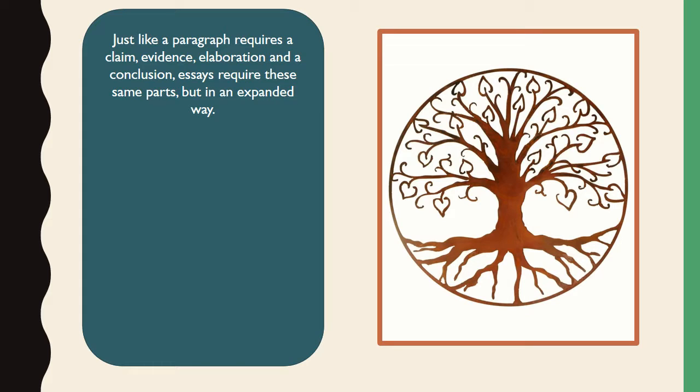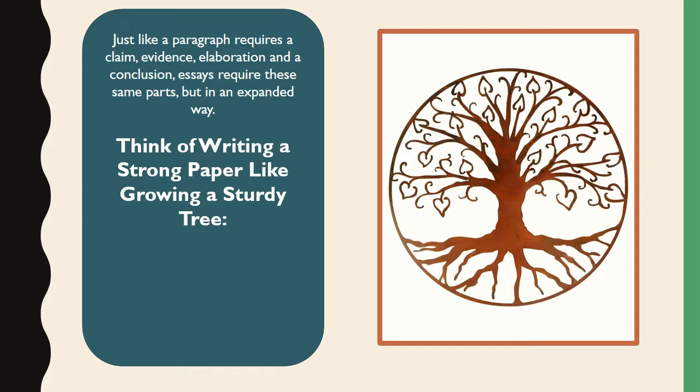So if we start out just thinking that a paragraph requires claim, evidence, elaboration, and a conclusion, and we know also that essays require these same parts, but obviously they need to be expanded, like I said on the last slide. So if we think about writing a paper like growing a tree, which maybe is a little bit confusing at first, but bear with me here for a second. It might help you understand why we need these parts.